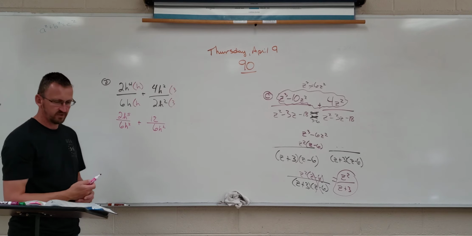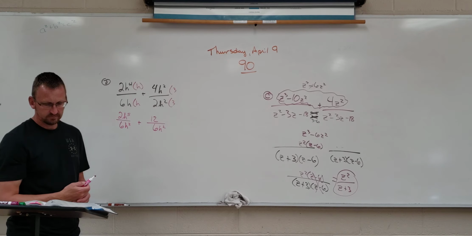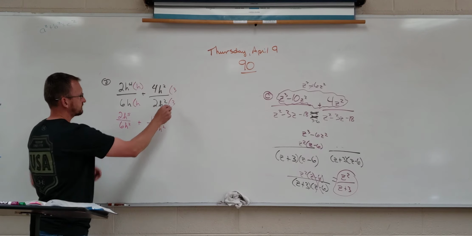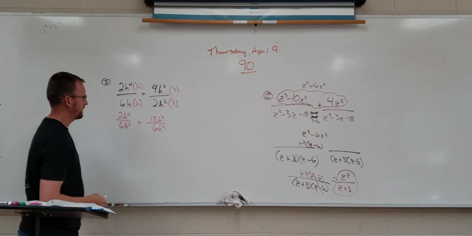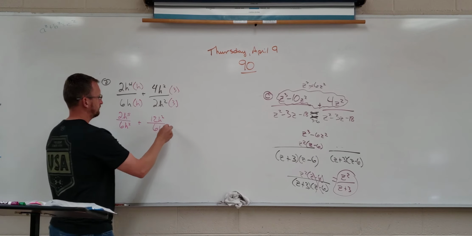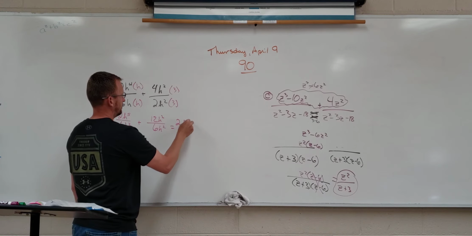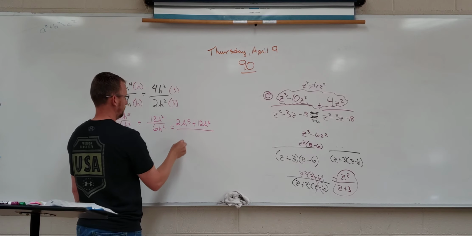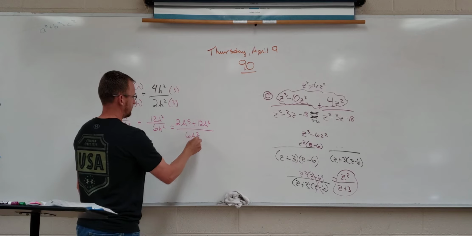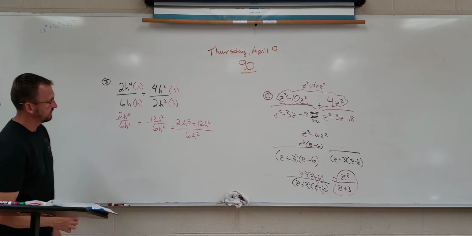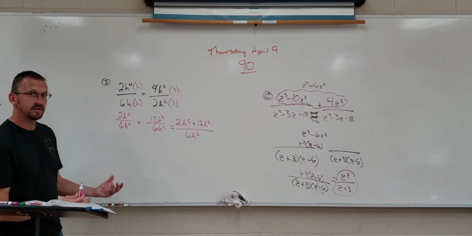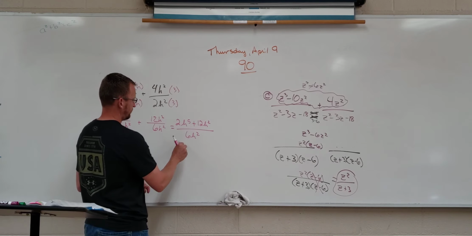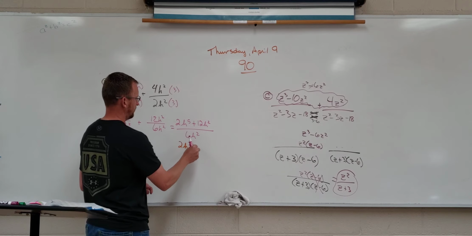But do I have like terms up top? No. This is an h squared. So 2h to the 5th plus 12h squared over 6h squared. That's where we are right now. But it does say to simplify. What do both these have in common? They have a 2 and an h squared.